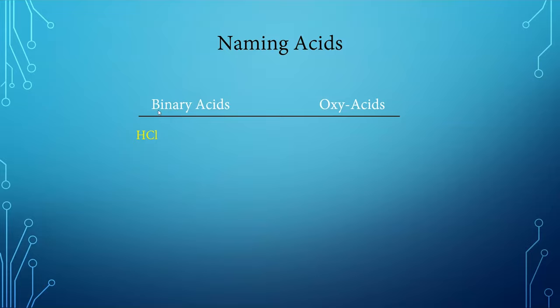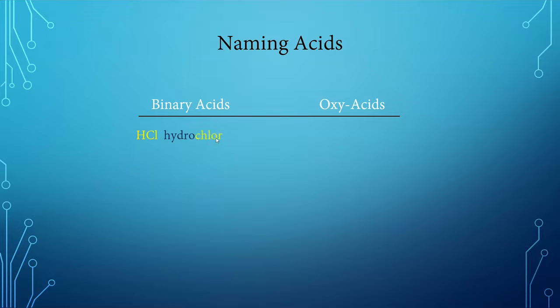So we have two classes, binary acids and oxyacids. A binary acid, binary simply means two. So a binary acid has only two elements. One of them, of course, has to be hydrogen, and then some other element. To name them, all of the binary acids' names begin with hydro for hydrogen.